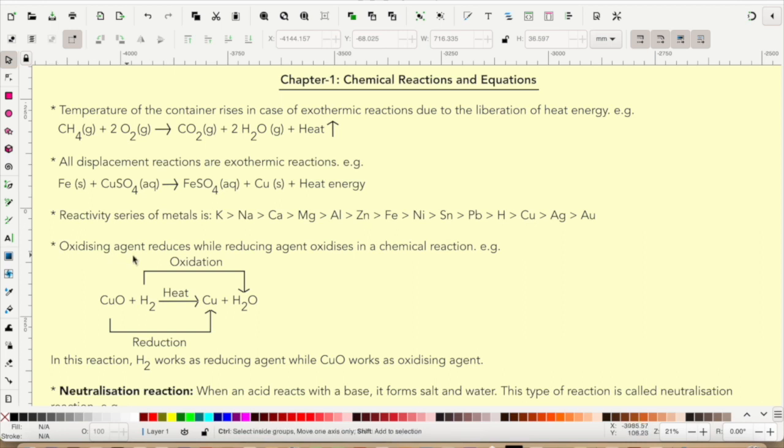Fourth point, oxidizing agent reduces while reducing agent oxidizes in a chemical reaction. For example, in this chemical reaction, hydrogen gains oxygen to form H2O, so it oxidizes. At the same time, it works as a reducing agent for CuO, which loses oxygen to form Cu. In a similar way, CuO, which reduces to Cu after losing oxygen, works as an oxidizing agent for H2, which gains oxygen to form H2O.